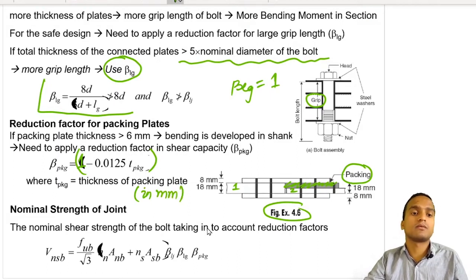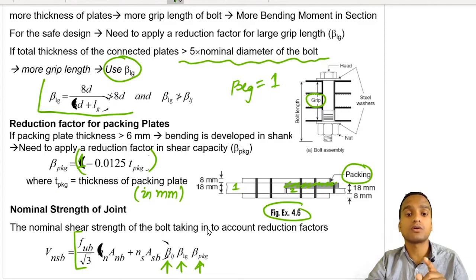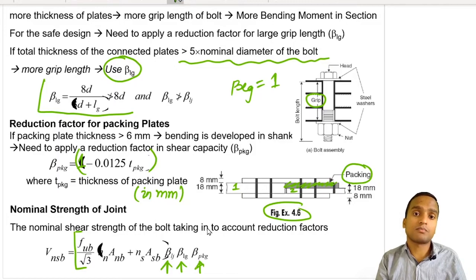Now we can write the final formula of the nominal shear strength of the joint, VNSB. The final formula is FUB by root 3 multiplied by (NN ANB plus NS ASB), and then it is multiplied by the 3 factors beta lj, beta lg, beta pk. If there are no cases of a special joint, you just have to put all these 3 factors equal to 1. Do not worry much. But if there are cases of packing plates or larger grip or long joint, then you have to use these factors.